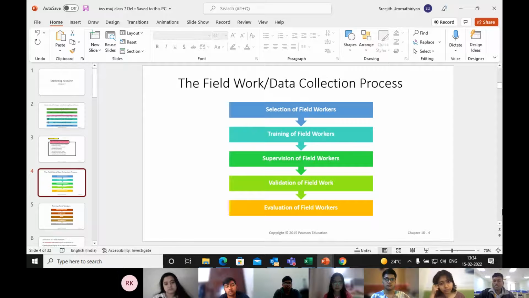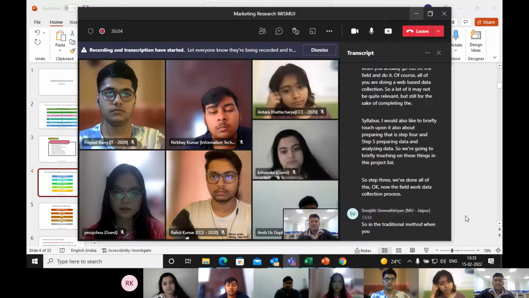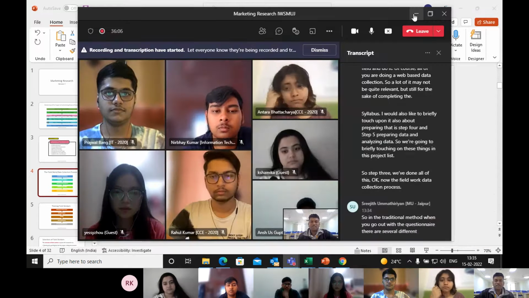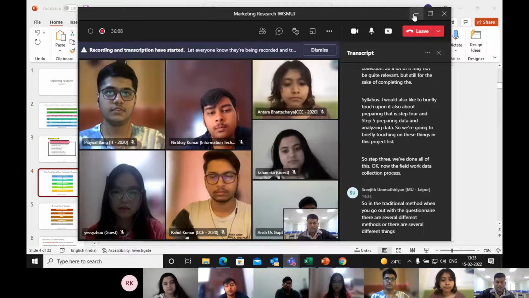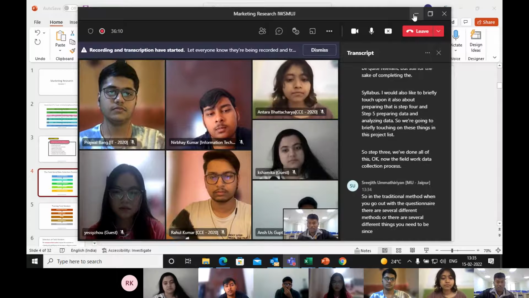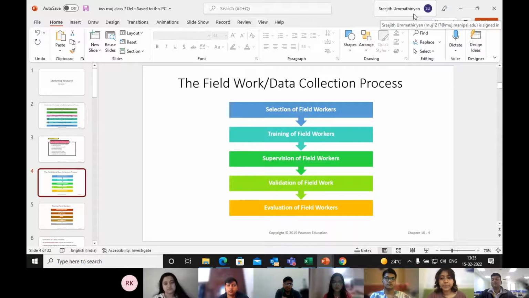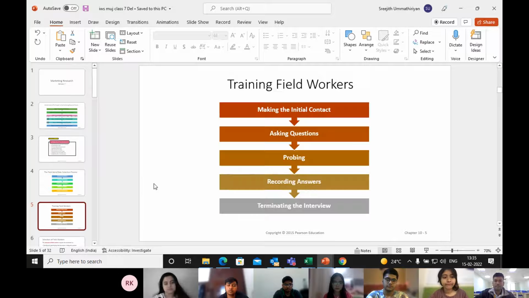So in the traditional method, when you go out with a questionnaire, there are several different things you need to be sensitized to, and you should consider these factors when you actually go out on the field and collect data. First is selection of field workers, then training of field workers, supervision. Supervision is again important, then validation of field work, and eventually evaluation, right? So typically I'm talking about the questionnaire method.